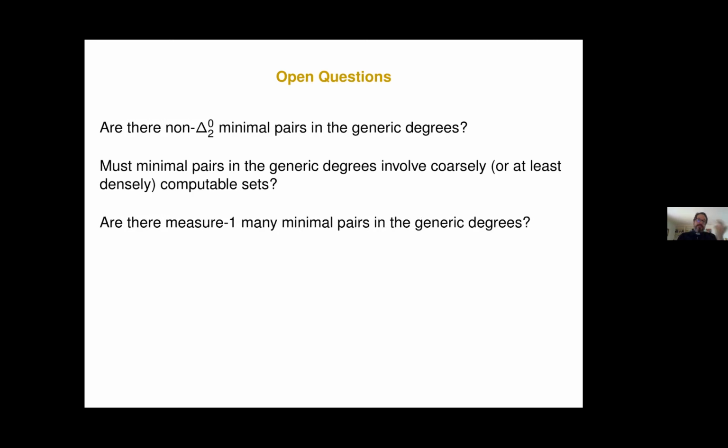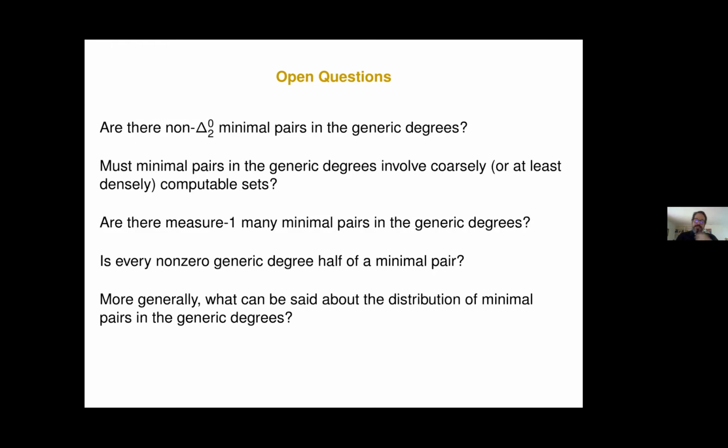Conversely, on the opposite direction, maybe there are lots of minimal pairs. Maybe there are measure 1 minimal pairs in the generic degrees. In fact, maybe every non-zero generic degree is half a minimal pair. Maybe every non-zero generic degree is half a minimal pair with measure 1 many other things, right? So it's possible that it's all the way like the coarse or the Turing case. So of course, these are just example questions. The general question is, what can you say about the distribution of minimal pairs in generic degrees? In particular, are they really, really special and maybe close to computable?